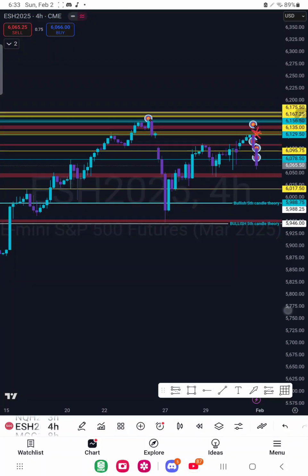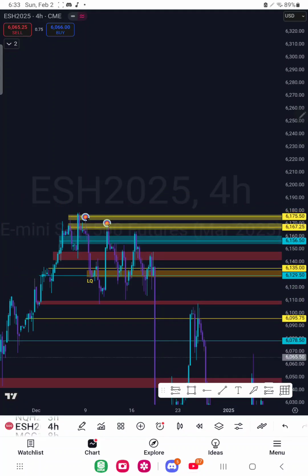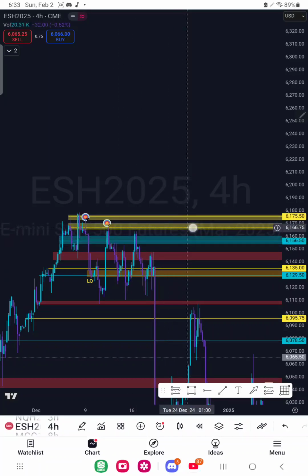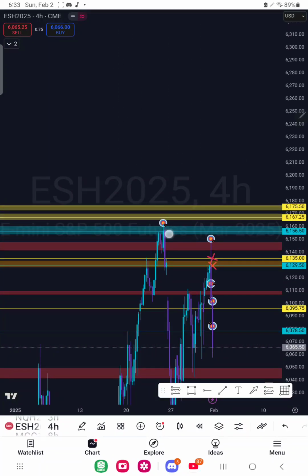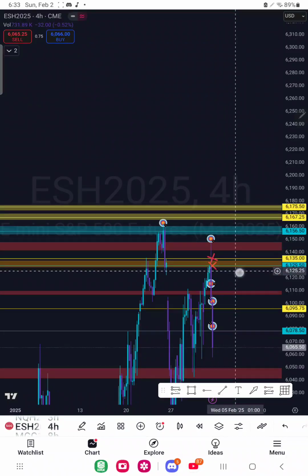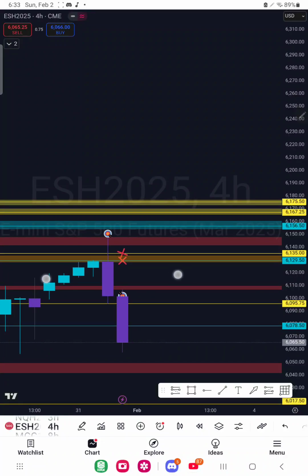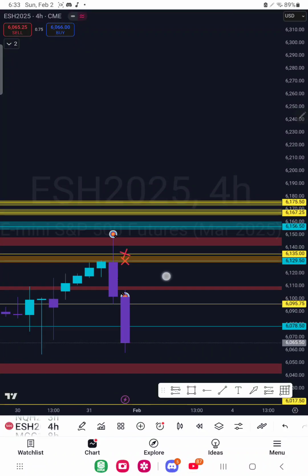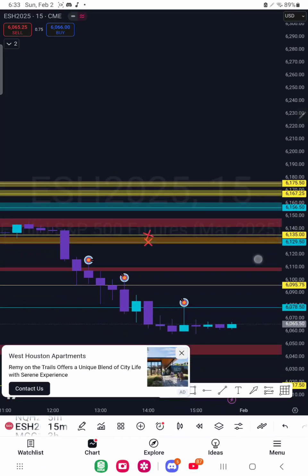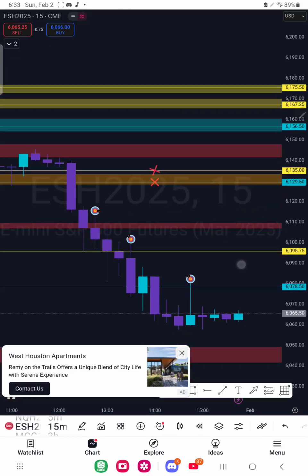So with ES, we have first area retested, second area retested, the third area did not get retested till down here. Okay, fourth is retested, fifth and sixth was skipped. Okay, so we have a retested area down to 15 minutes. Retested area here, retested here, retested there.